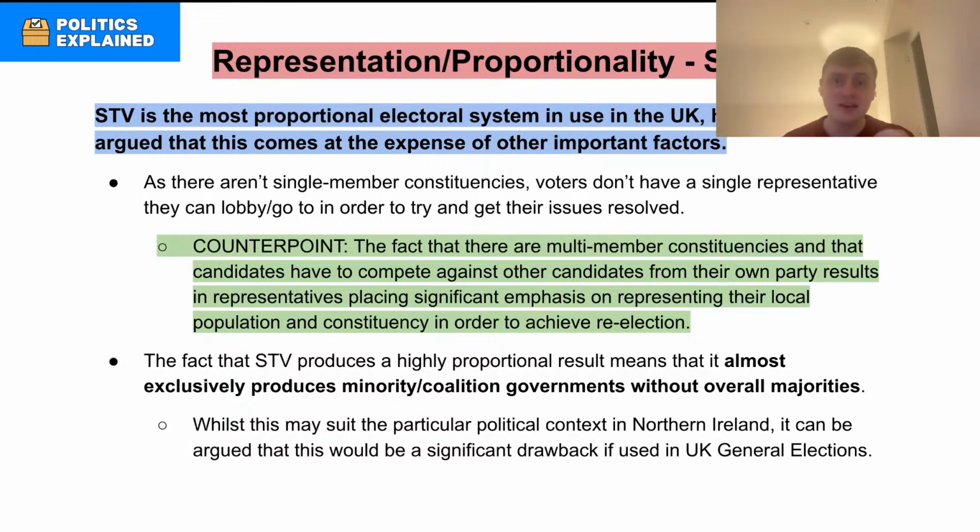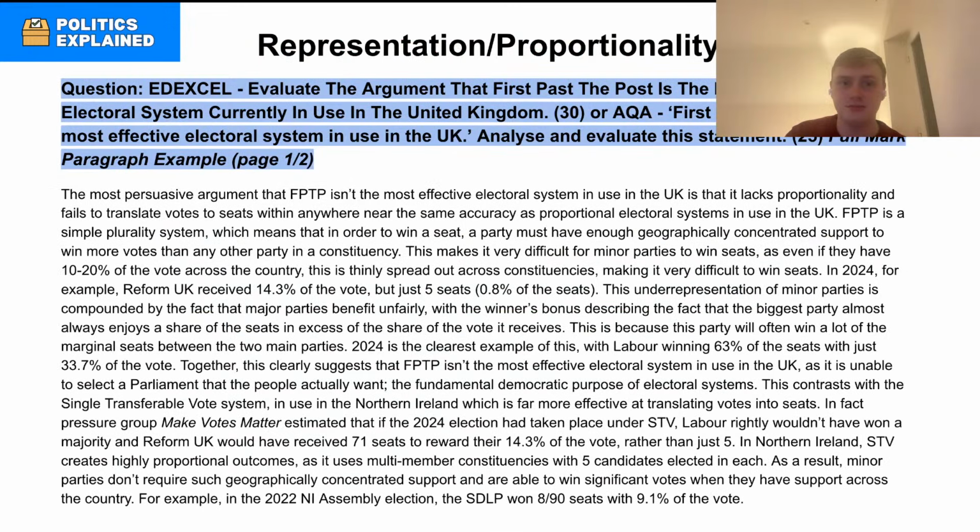Crucially, STV is the most proportional system, but it also comes at the expense, as we'll see when we look at type of government created, that it almost always creates minority or coalition governments without overall majorities. And this might suit Northern Ireland, its particular political context, but it can be argued that this would be a significant drawback if it was used in UK general elections.